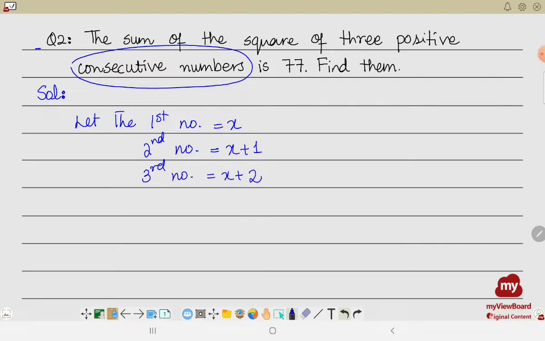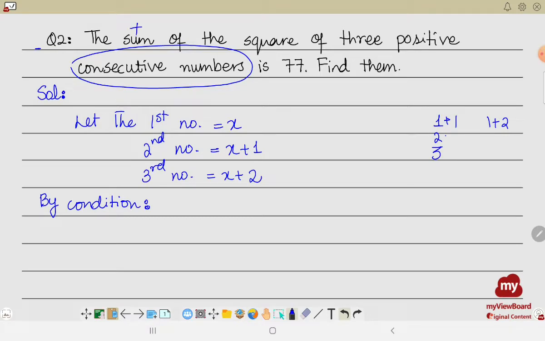So this is how we are going to take the three consecutive positive numbers, like 1, 2 and 3. How do we get 2? We added 1 to it. How do we get 3? We added 2 to it. We got 3, right? So these are the three positive consecutive numbers. Now we are going to apply the condition on these three numbers. By the condition, the sum of the squares of the three numbers: we are going to take the square of these three numbers, and then we have to take the addition.